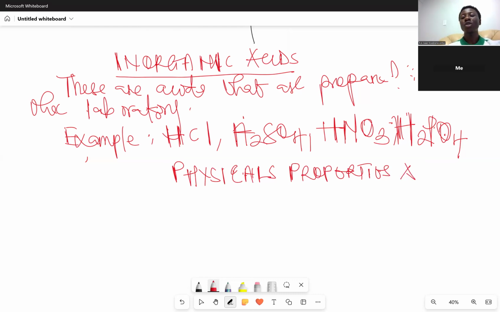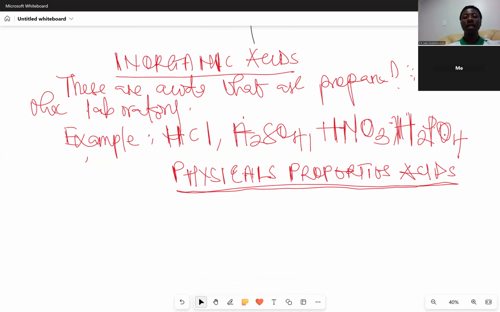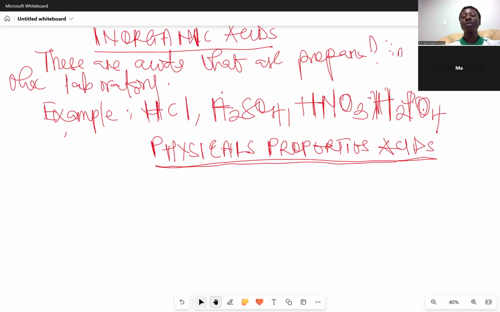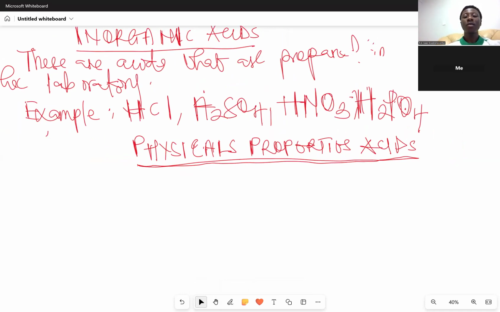Physical means what we can see or feel. Then chemical is not what we can see, but the behavior it shows when in reactions in the laboratory. That's chemical. So in exam, if they ask you to write physical properties, ask yourself, can the thing you are writing be seen, felt, touched, or even tasted?